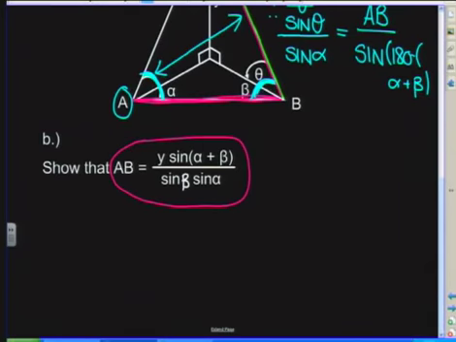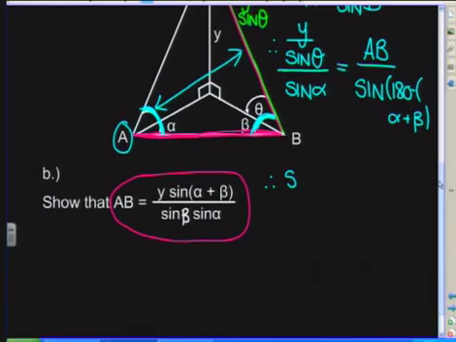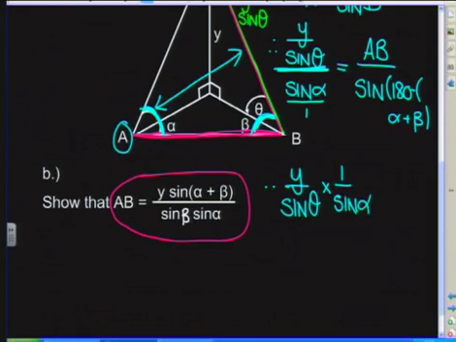Okay, so what can we do with this now? Let's simplify. We've got y over sine theta. And instead of saying divided by sine alpha, what I'm actually going to say is times by, and instead of having a sine alpha over 1, I'm going to tip it and write it as 1 over sine alpha. All right?